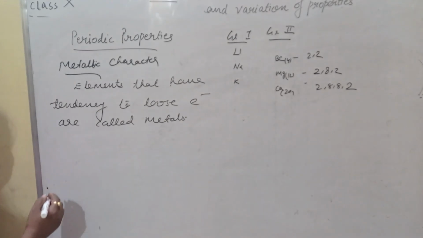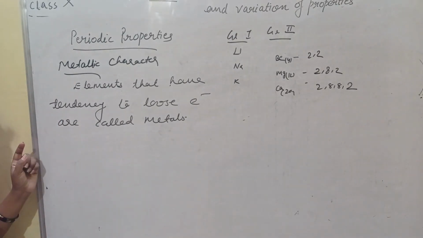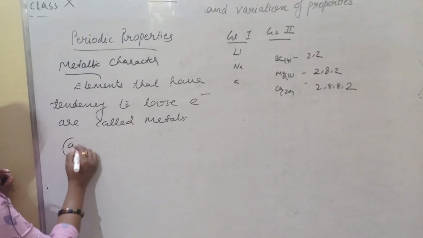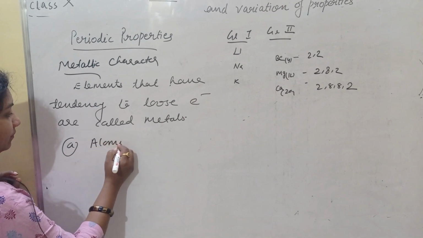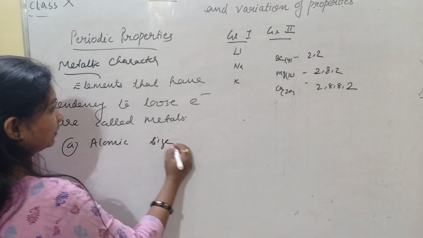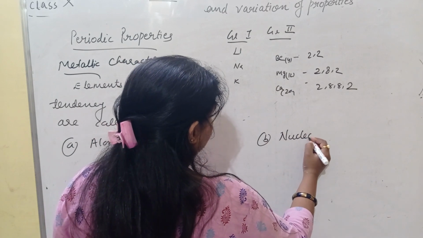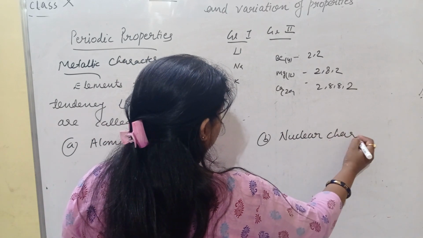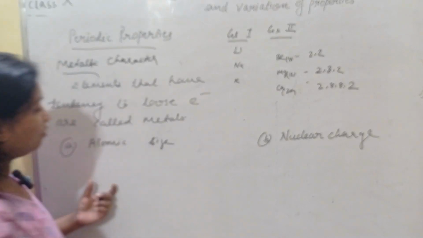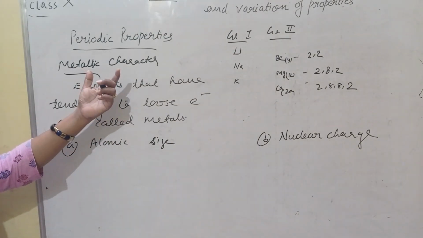Now this metallic character also depends upon 2 factors. One is atomic size and second is nuclear charge. Now we have to see how these 2 factors affect the metallic character.